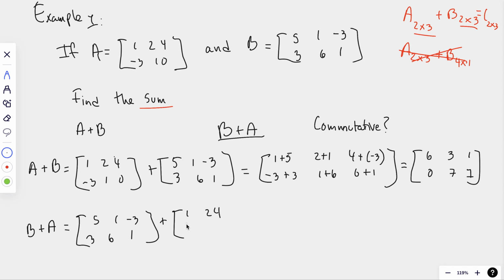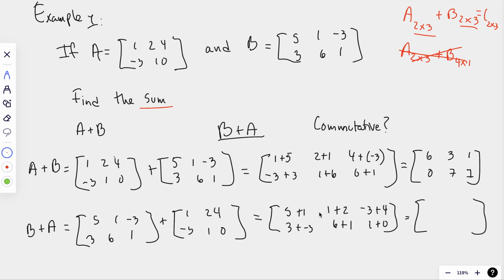Plus 1, 2, 4, negative 3, 1, 0. So here we have 5 plus 1, 1 plus 2, and negative 3 plus 4. And we have 3 plus negative 3, 6 plus 1, and 1 plus 0. Now, do we get the same answer? Well, 5 plus 1 is 6. 1 plus 2 is 3. And negative 3 plus 4, that's positive 1. 3 plus negative 3 is 0. 6 plus 1 is 7. And 1 plus 0 is 1.